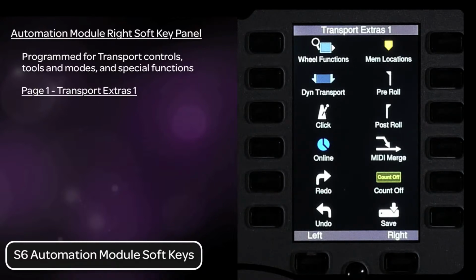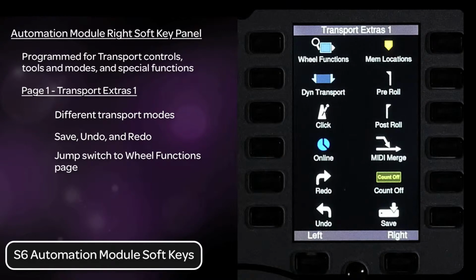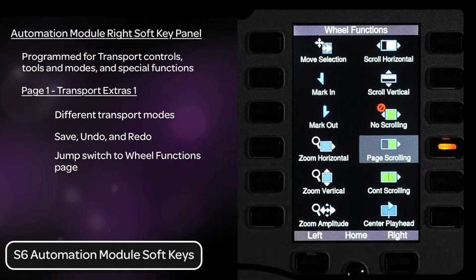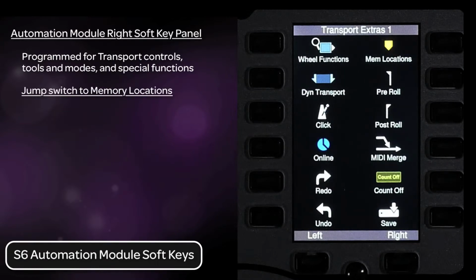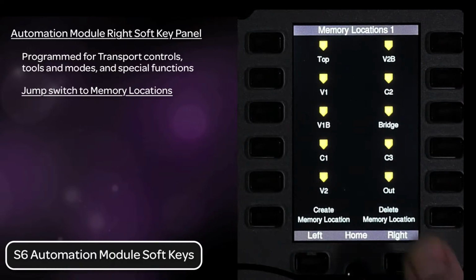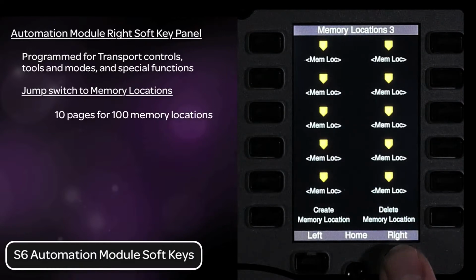Page 1, Transport Extras 1, is programmed for different transport modes, as well as save, undo, and redo commands. There is a switch programmed at the top left to take you to the wheel functions, as well as scrolling settings, on page 14. There is also a memory locators switch programmed that will switch you to the first memory locators page, page 4. There are 10 memory locator pages, 4 through 13, that give the user access to 100 locators.